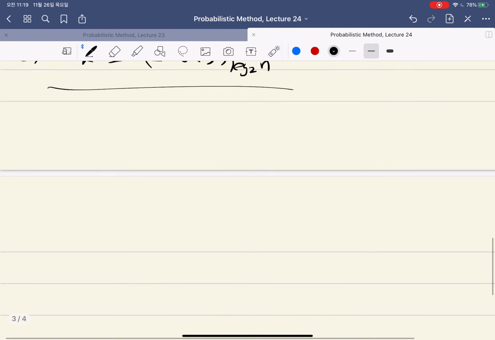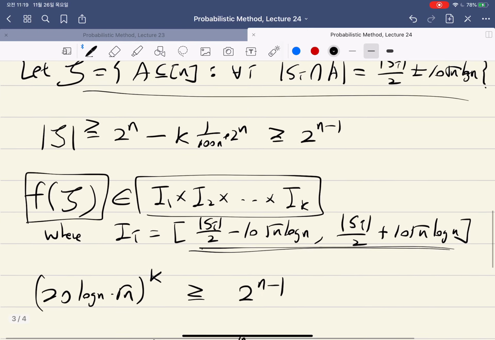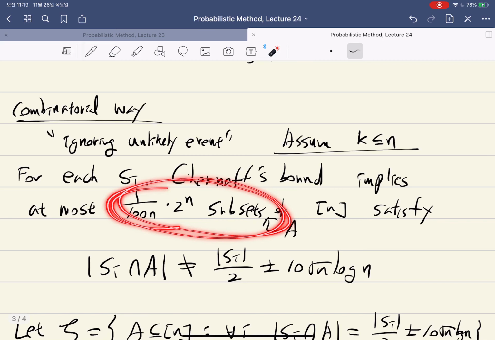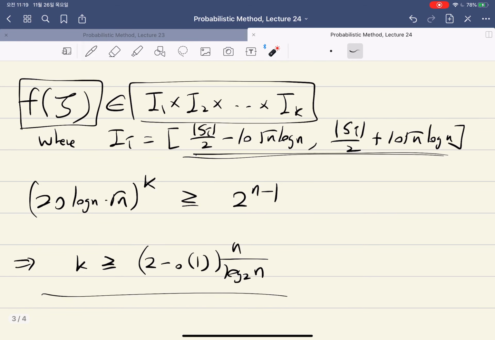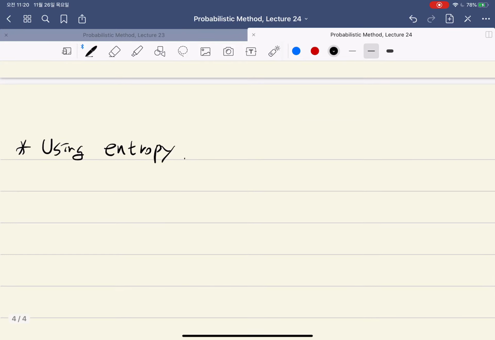It's essentially the same information, but here we actually ignore some cases. Give me a moment. So you kick out some unlikely events, which actually loses some information, observed in this little one term. Then you do the combinatorial counting. But in many other applications, we may not be able to afford to lose those unlikely events, and we want to get the information about them, which can actually be done with entropy. So essentially, the same proof can be written by using entropy. Let's say A is a subset chosen uniformly at random.